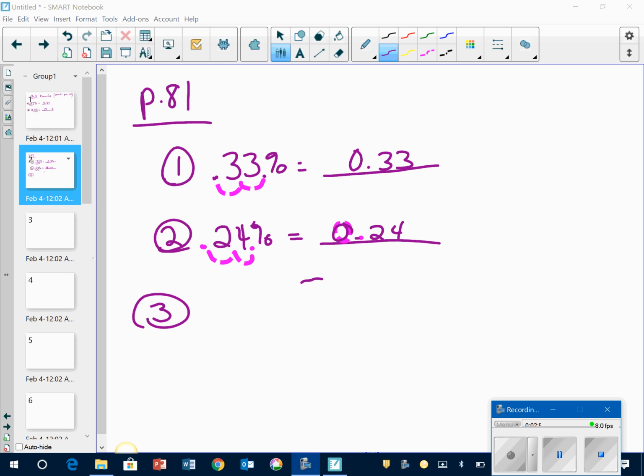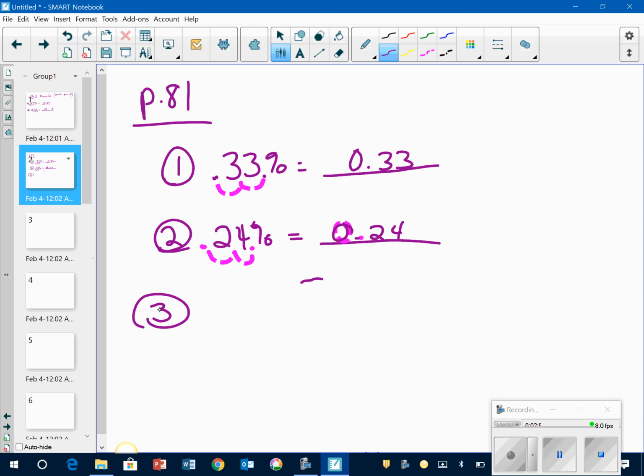I'll show you number 3 first because it's a different one. It's 33.3%. Your same rule, you move the decimal 2 places to the left. Go 1, 2. So then you have 0.333.